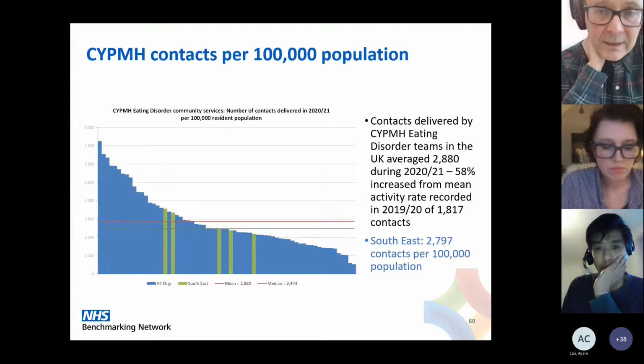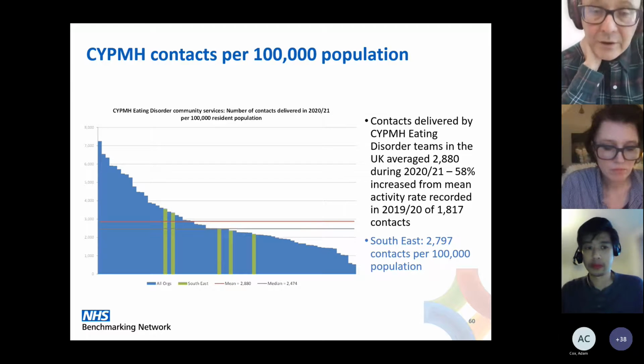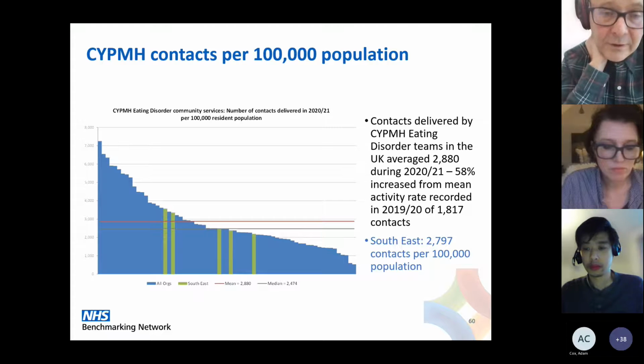And then the contacts, I think, is next. So in terms of overall contact rates, it's within the national range there. Most providers round about the national average.